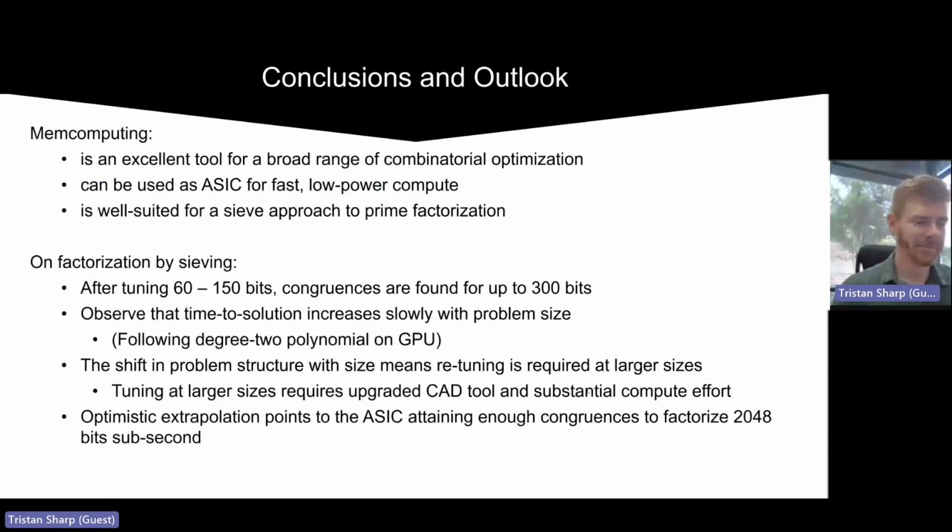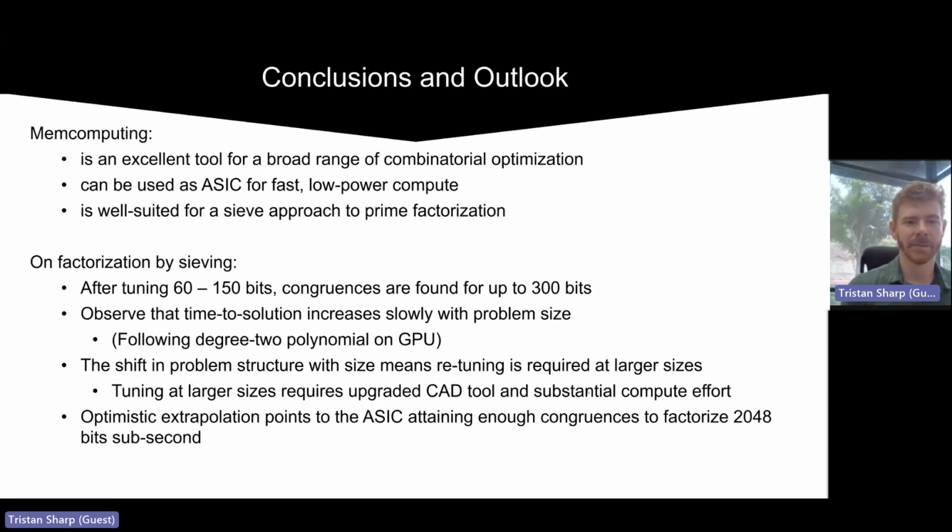Okay, so let me go ahead and wrap up so we can have some time for discussion. MemComputing is an excellent tool for a broad range of combinatorial optimizations. It can also be used as an ASIC for fast and low power compute. It's well suited for a sieve approach to prime factorization. And after tuning for problems from 60 to 150 bits, we're finding congruences for up to 300 bits, and the time to solution is increasing slowly with the problem size.